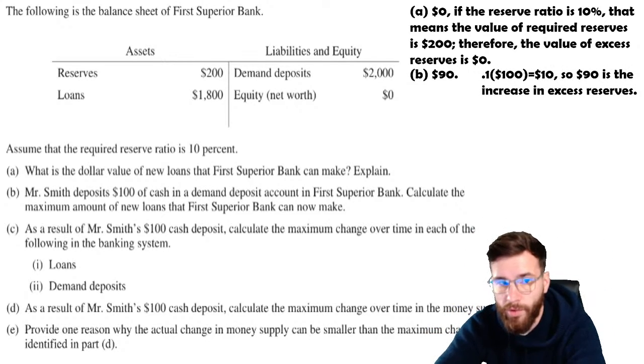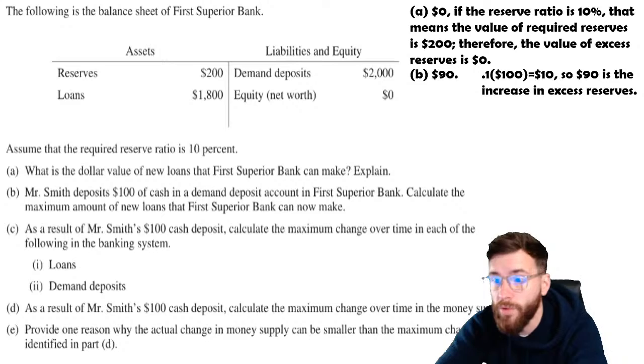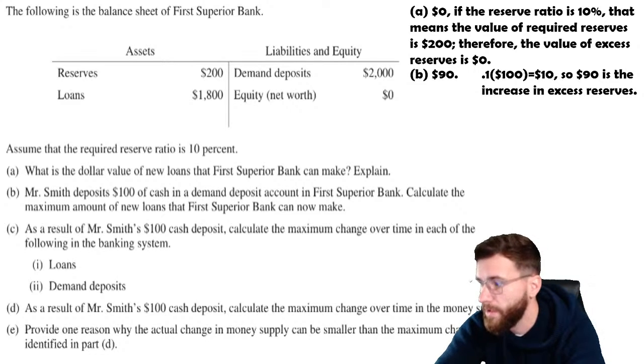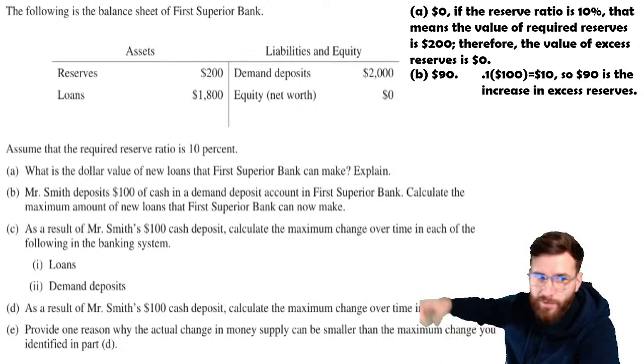So after Mr. Smith puts his $100 of cash in his checking account, if someone walks into the bank, I can lend up to a maximum amount of $90 at the current moment. The answer is simply $90. All right? C, as a result of Mr. Smith's $100 cash deposit, calculate the maximum change over time.